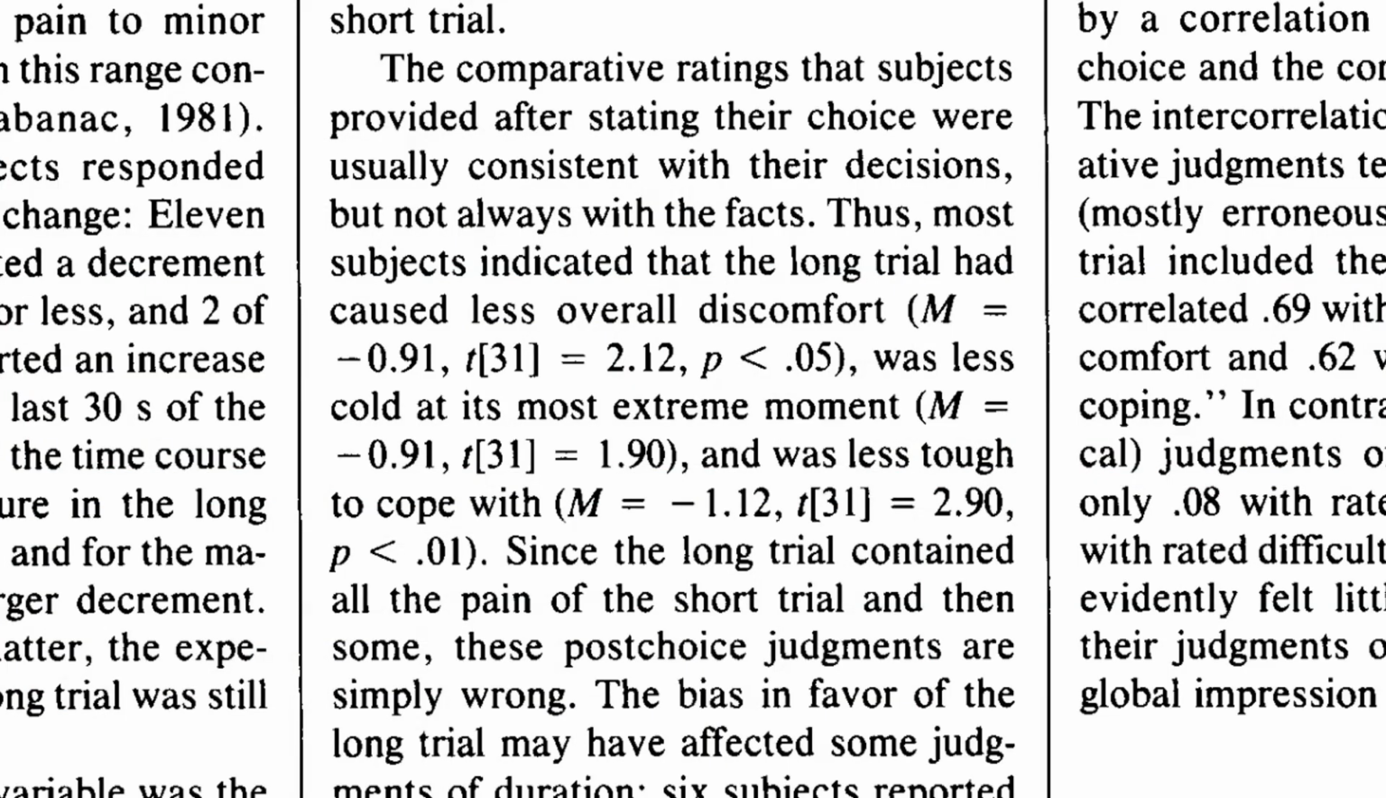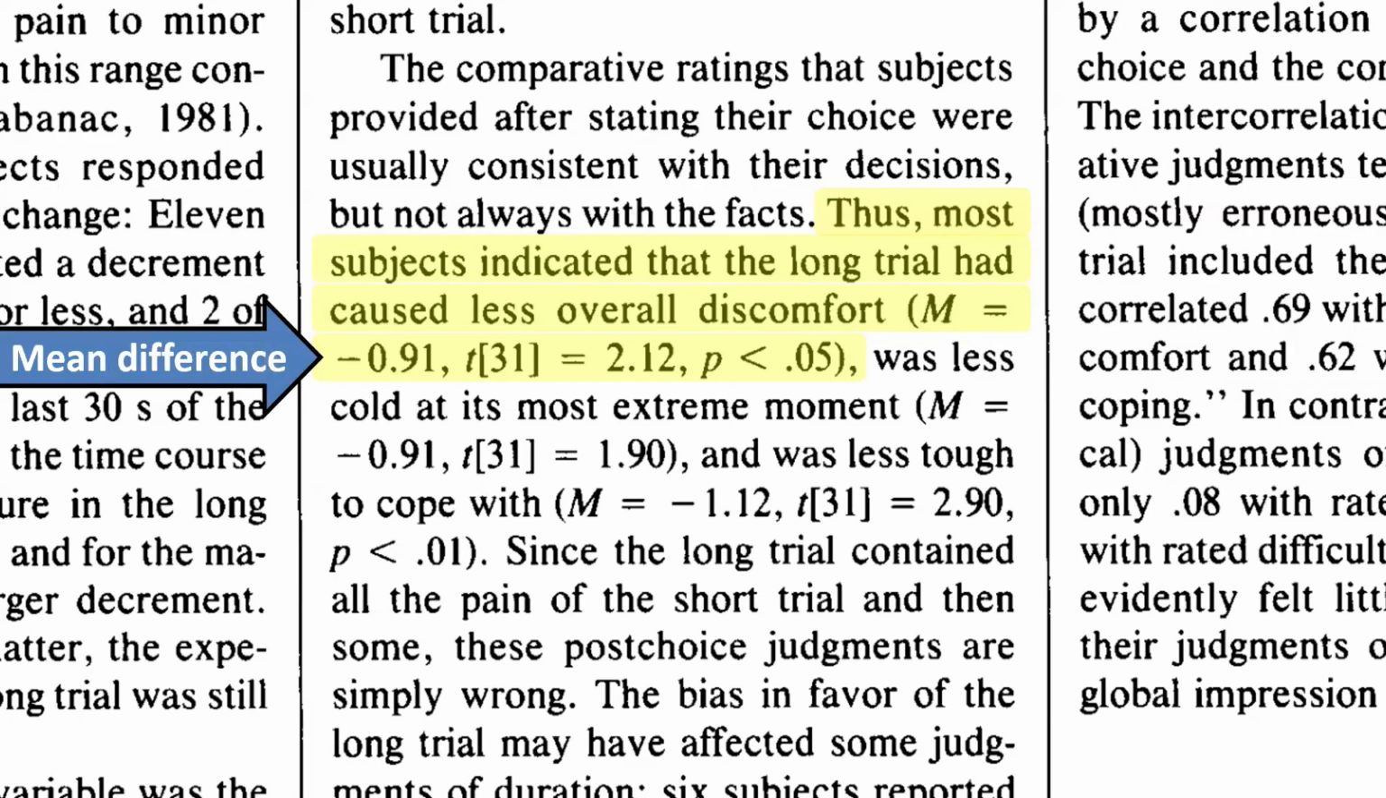So let's take a look at how this was presented in the wrap-up. This is from the results of the Kahneman et al. paper. It goes thus: most subjects indicated that the long trial had caused less overall discomfort. Mean difference equals minus 0.91. T with 31 degrees of freedom equals 2.12. Probability less than 0.05. So there's your mean difference right there, and there's your t-statistic right there.